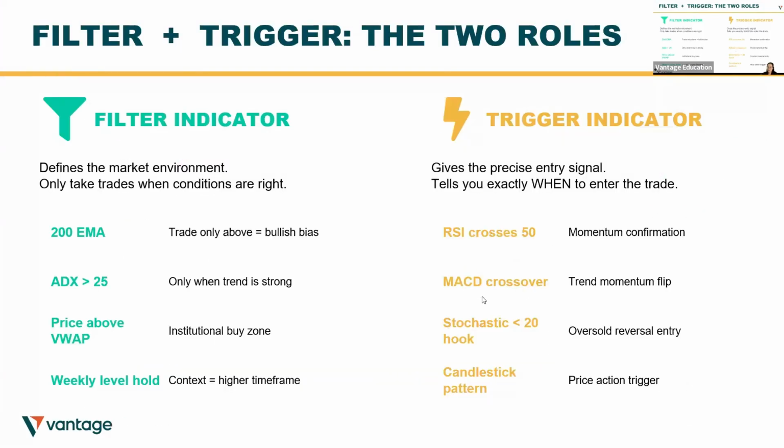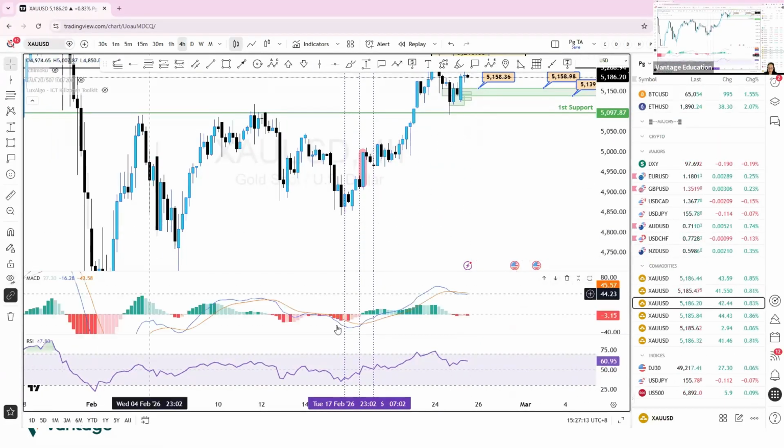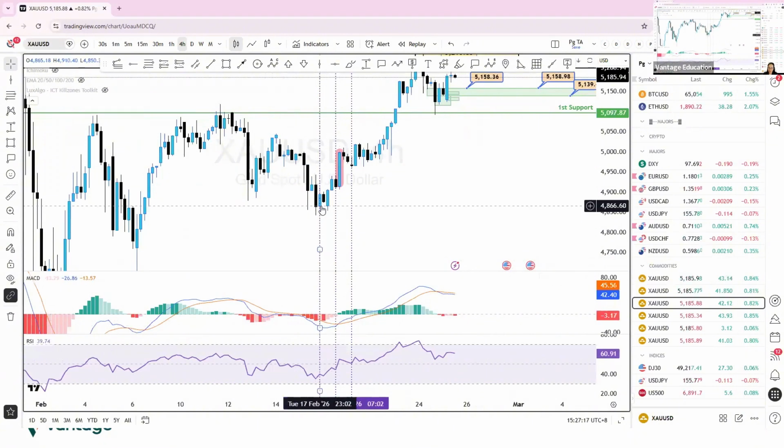MACD crossover, we already know that's a trend momentum flip. Of course, if you trade with the MACD, we know that MACD or any other indicator is a lagging indicator. Okay, we wait for the cross. So let's say we already buy here, right? We already buy at this and then you hold, right?